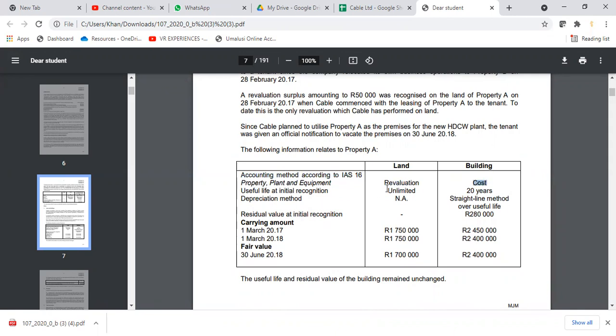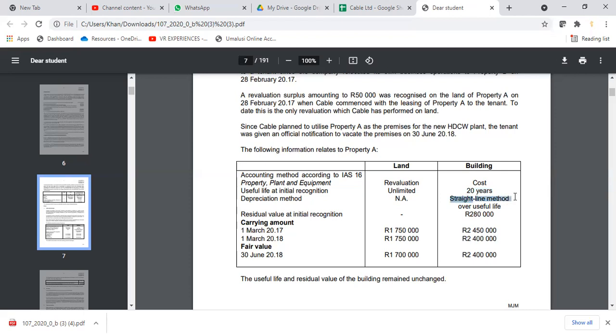Useful life, land is always unlimited unless it's a specific piece of land like a mine. And building is 20 years. Depreciation, not applicable. You do not depreciate land. Please be aware of that. Unless it's a specific piece of land, like a mining company, they only have the land for a specific period of time. Other than that, you don't depreciate.